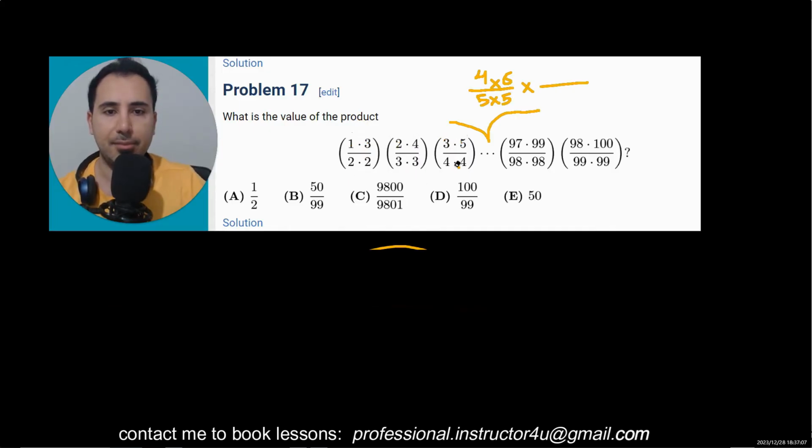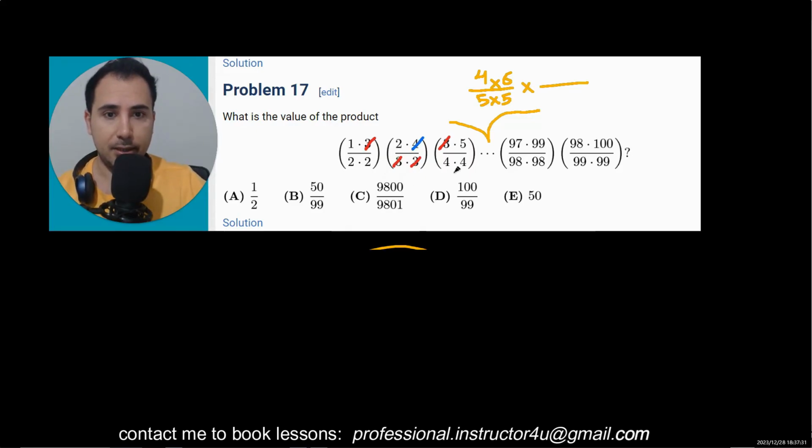Now, you just have to spot a pattern. See, now let's start from here. This 3 goes with this 3. This 3 cancels with all 3. So all the 3s are gone. See, all of them are canceled. Let's do this with 4. This 4 is canceled. Let me change the color.